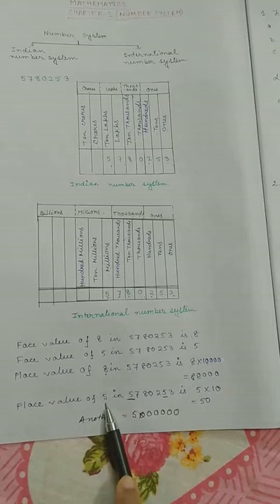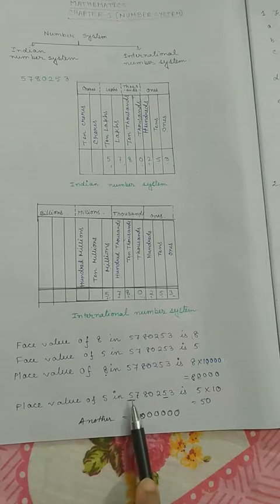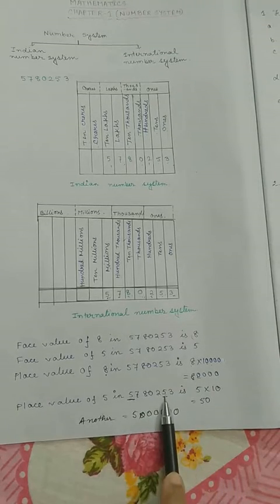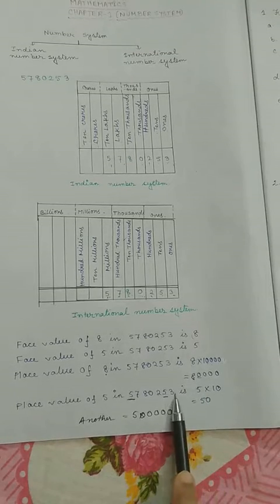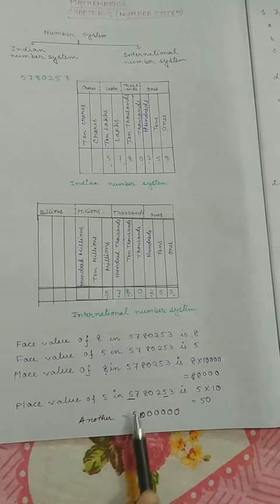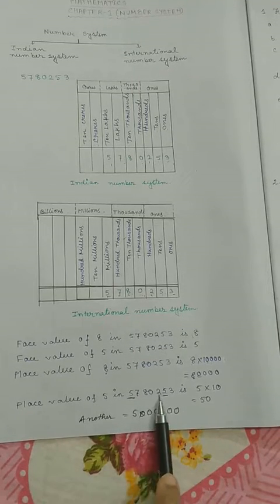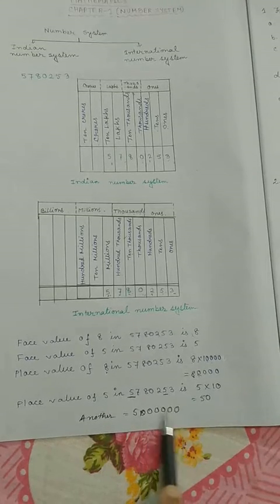Similarly, the place value of 5. See here, 1, 5 and 2, 5. For this place, it is the tens place. So, 50, that is 5 into 10. After 5, 1 digit, so 1 zero. And for this one, write this digit 5, then 1, 2, 3, 4, 5, 6 zeros.